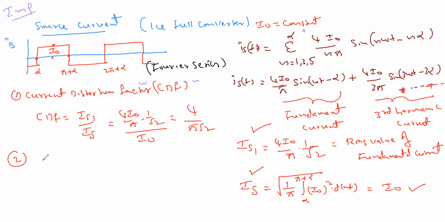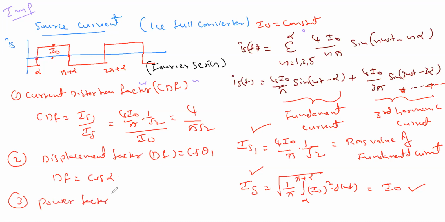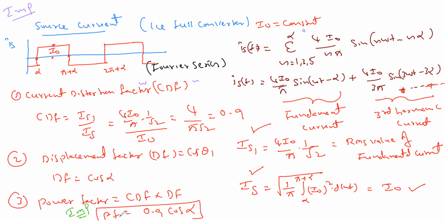Second one, displacement factor. Very important, DF, which is equal to cos theta 1. In this case, theta 1 equals alpha. So cos alpha. Alpha is the firing angle. Now this is what is asked in examination, power factor. Power factor is CDF into DF. Distortion factor and displacement factor multiplication. By the way, what is this one? This value will be around 0.9. So CDF is 0.9. 0.9 into cos alpha is the power factor. So this is the source power factor, in fact.